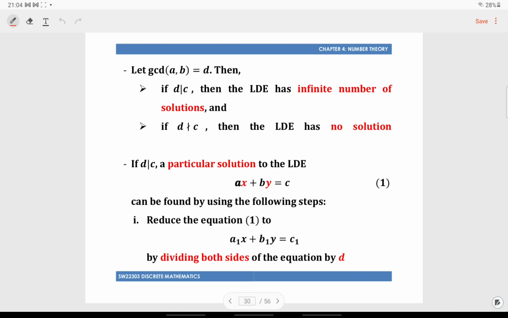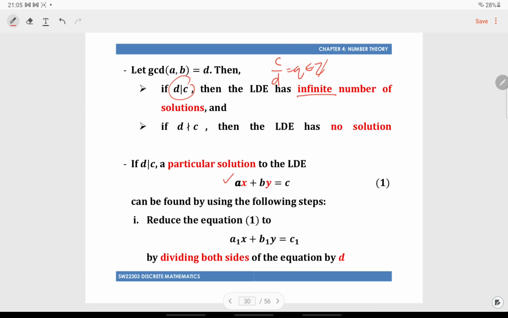The solution for linear Diophantine equations relies heavily on the greatest common divisor of a and b. Remember our equation is ax plus by equals c. If the GCD of a and b equals d, and if d divides c, meaning c is divisible by d, that means the LDE has infinitely many solutions. When the GCD d divides c, the outcome of c divided by d is an integer, so there are infinitely many solutions for the equation.